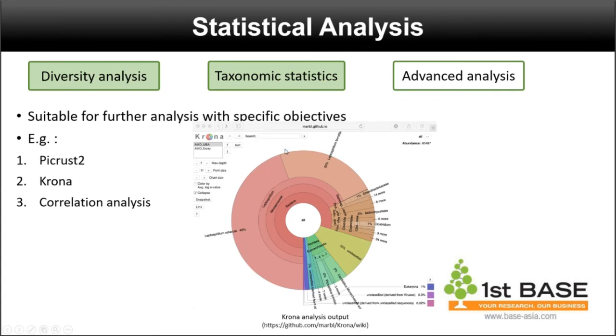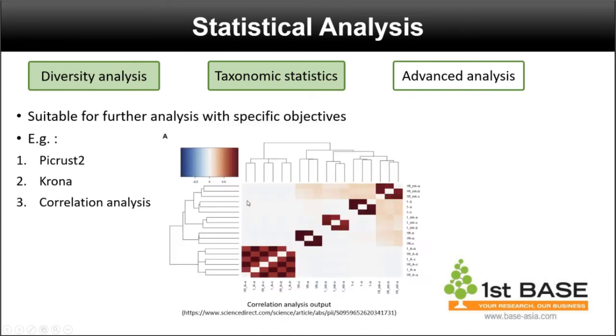Krona is actually a visualization of your taxonomy profiling. In here, you can also search for any specific taxa, and then it will show you in this pie chart with the percentage as well.